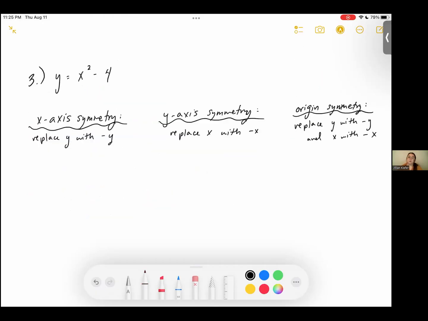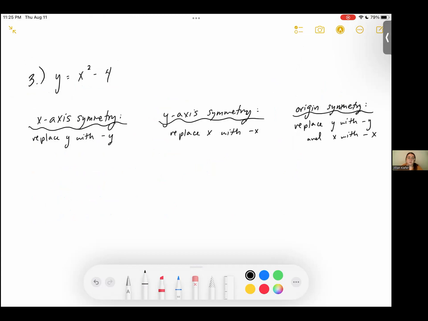All right, so here we go. We have y is equal to x squared minus 4. We want to test the x-axis symmetry, y-axis symmetry, and origin symmetry. If we are testing all three, which is typically what you want to do when you test for symmetry, we're going to do each one of these things differently.